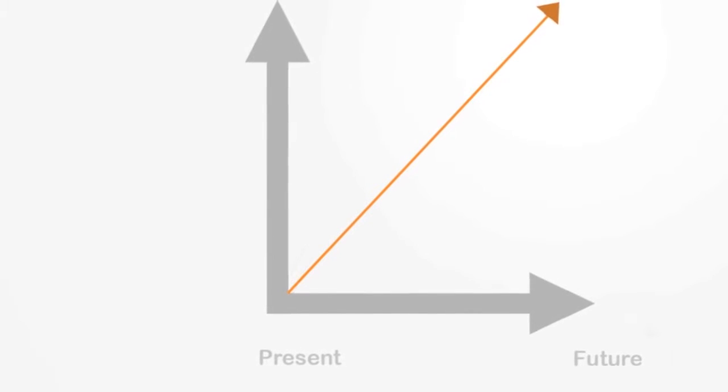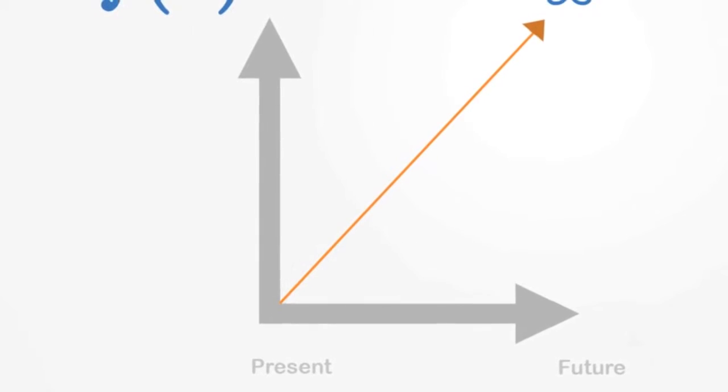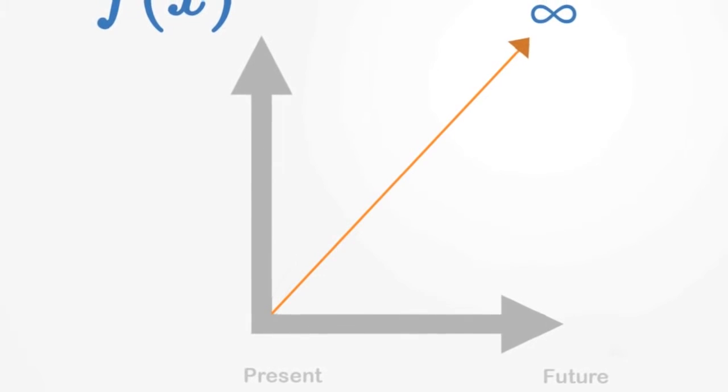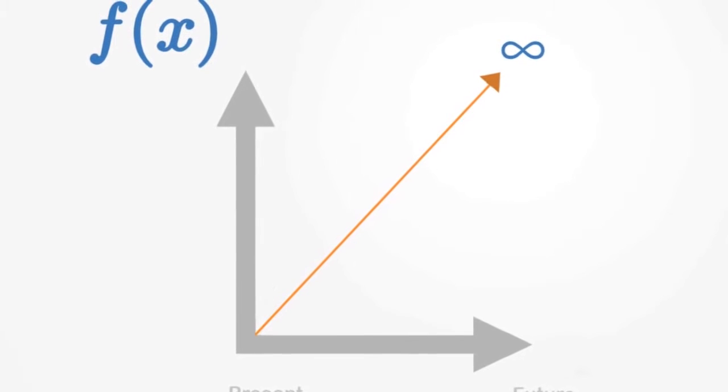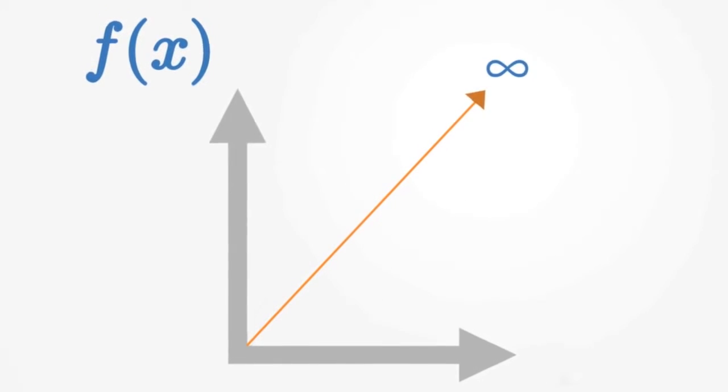Linear systems are deterministic, meaning that if we know their present state, we can fully determine their past and future states. This can be seen by plotting a linear system as a graph, where it will always be depicted as a straight line.